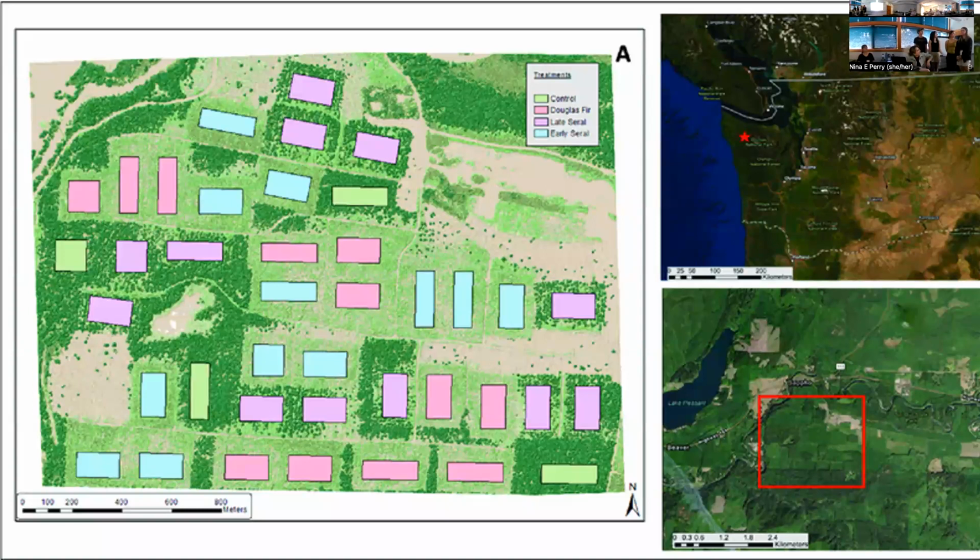Here's a little map of what the plots we're working on look like. We have some controls. Those are pretty rare. We liked working on those because they're nice and easy to walk through. Then we have the Douglas fir and early, mid, and late seral, which are varying levels of difficult to walk through, hence the beginning slide of our beef with Western hemlock, because they grow in pretty dense when we get to late seral, so it's pretty difficult to walk through.